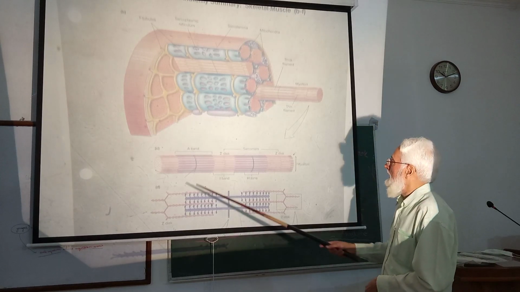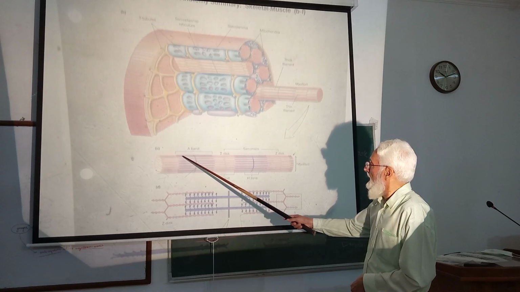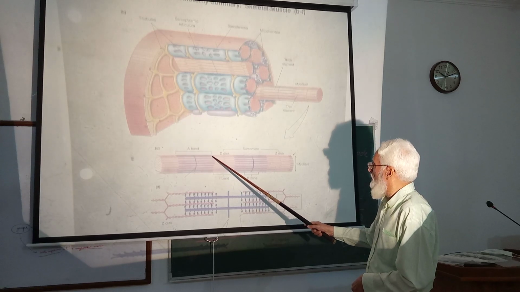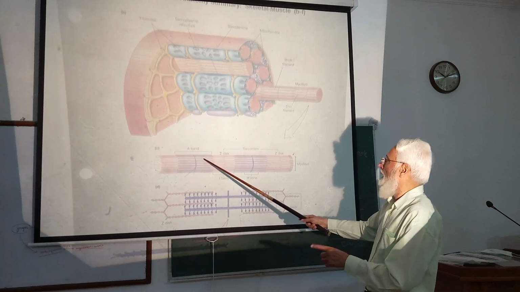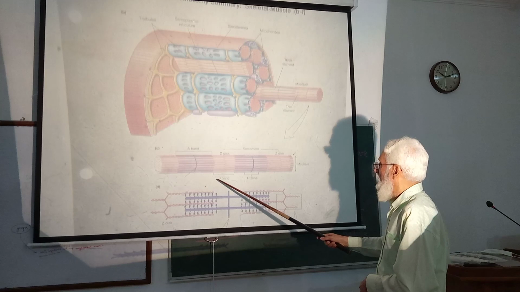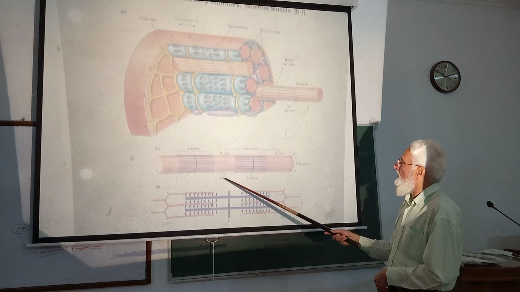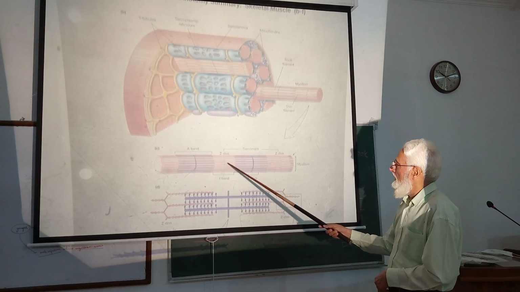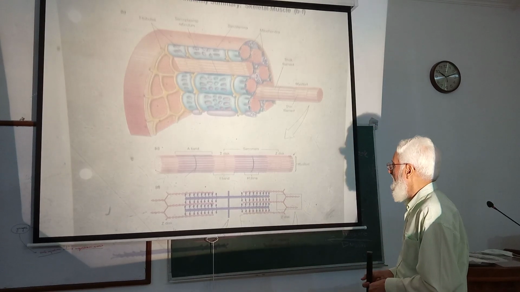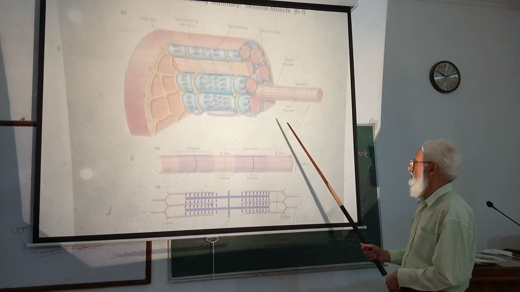You can see that the A band or dark band contains myosin filaments and the portion of actin overlapping the myosin. The I band or light band contains only the actin filaments.